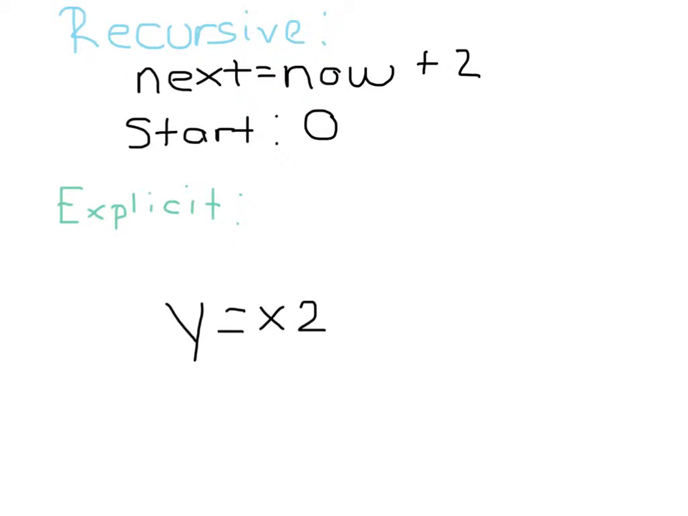The recursive rule is next equals now plus 2, and the start is 0. The explicit form is y equals x times 2, right? Yeah.